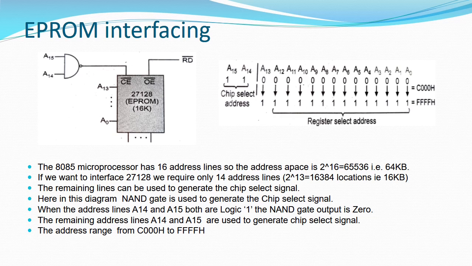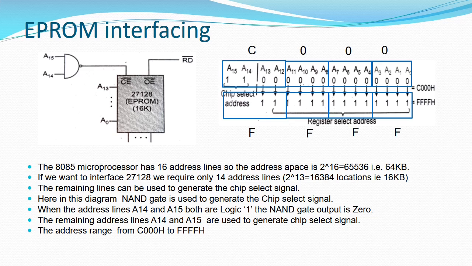In this diagram, the address lines A14 and A15 are connected to the NAND gate. When A14 and A15 are logic 0, the output of the NAND gate becomes 0, and that is how the chip select signal is generated. Here you can see in the animation that A14 and A15 remain the same, that is 0 and 0, whereas the address ranges from all zeros to all ones, as we have seen in the previous slide. That is, the address lines A0 to A13 will change from all zeros to all ones. Here we can make groups of 4 bits to find the hexadecimal equivalent address. All zeros give us the lower address, and all ones give us the higher address.